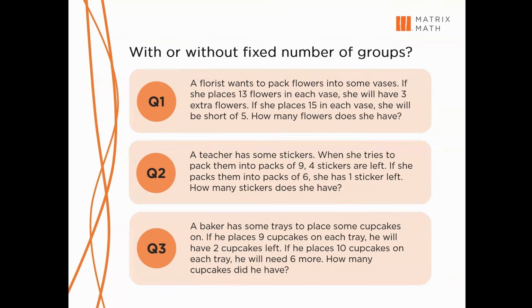Very good. All of you said the correct answer, which is the groups are fixed. Okay, nice. Yes, the groups are fixed. How do we know that the groups are fixed? Because it says that the baker has some trays. Okay, so the group is talking about the number of trays, and he has some trays means there is a fixed number of groups that he needs to put the cupcakes into.